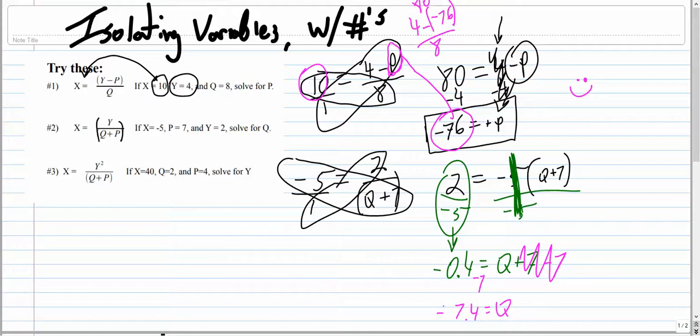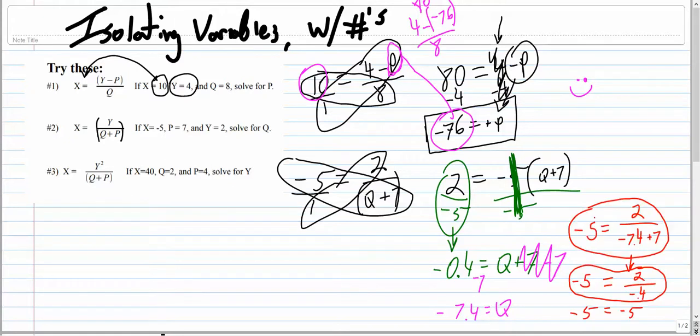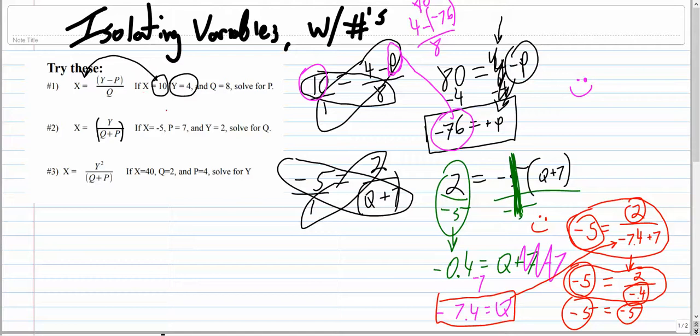Really quickly, let me go and do a self-check. I'll pause the video so it's not as long. Okay, so I just took my negative 7.4 and I stuck it in for q, and that was right here, and that gives me 2 over negative 0.4, and that turns out to be negative 5, which does indeed equal negative 5, so we know we did this right. There's our self-check. And let's see if we can get the last one done here before we hit 10 minutes.